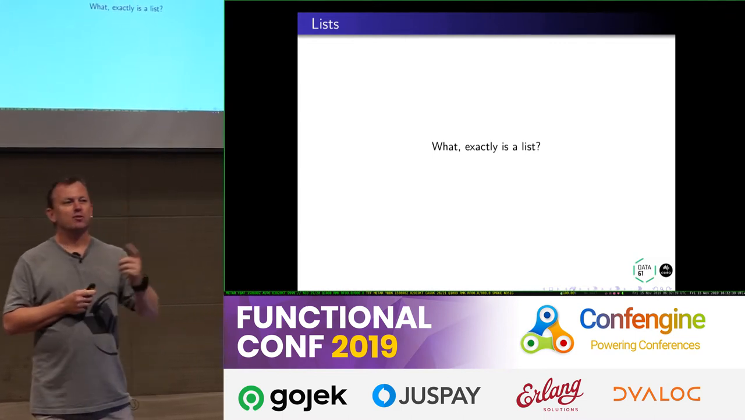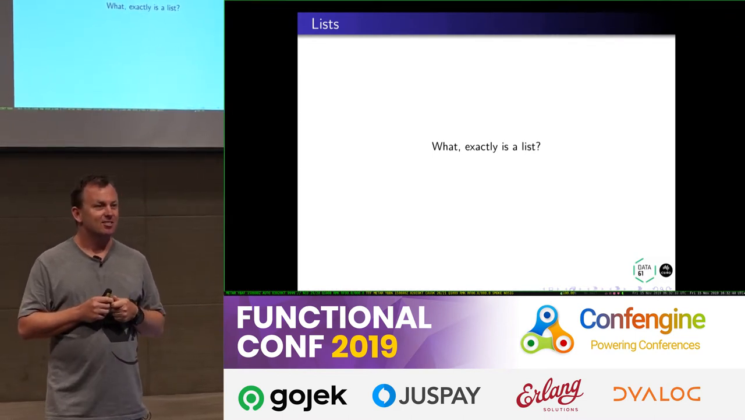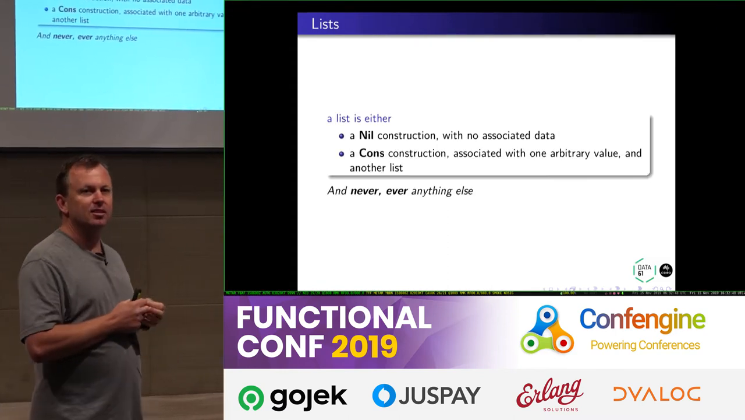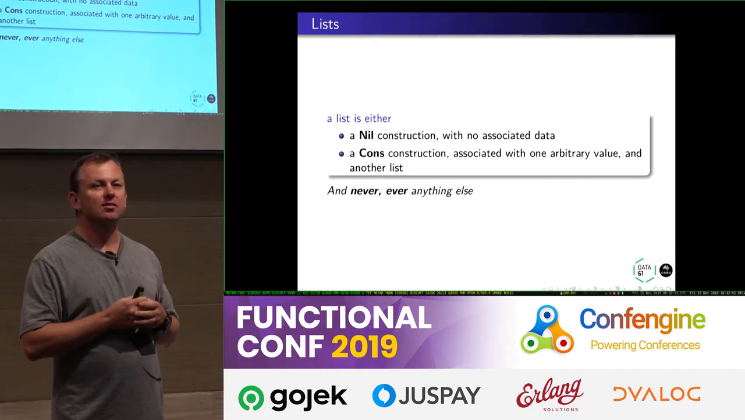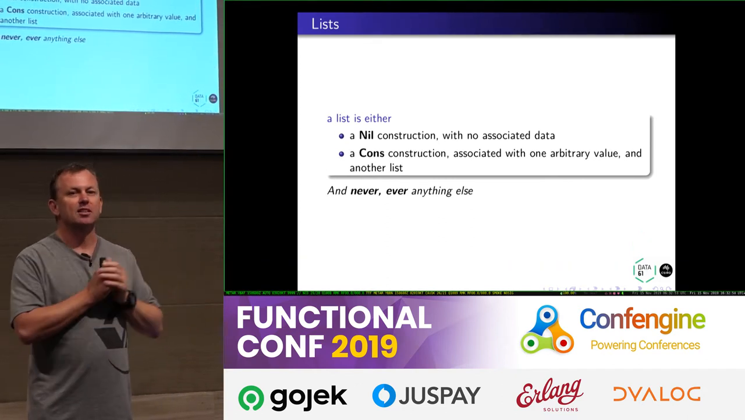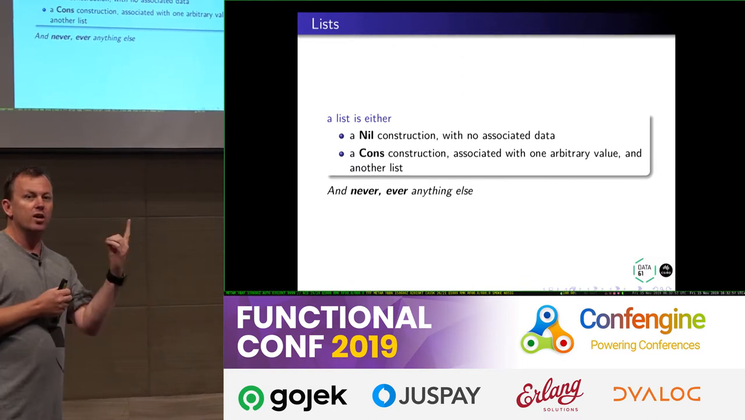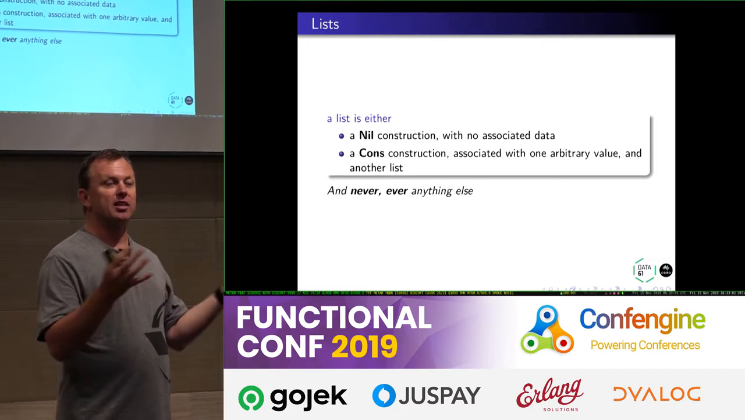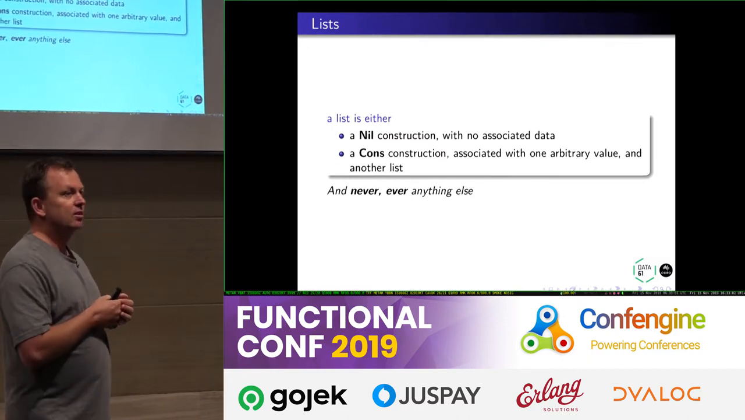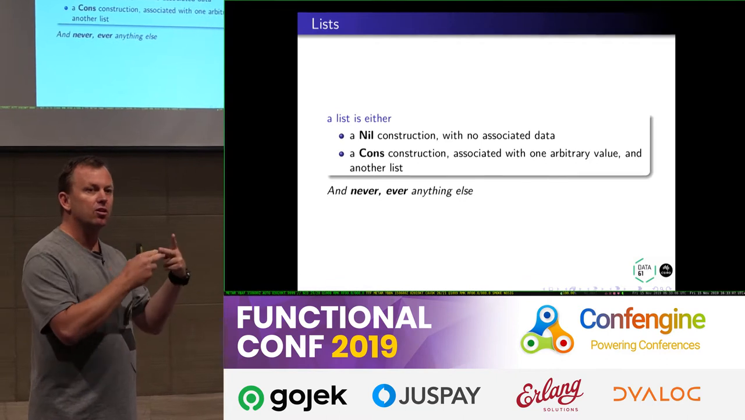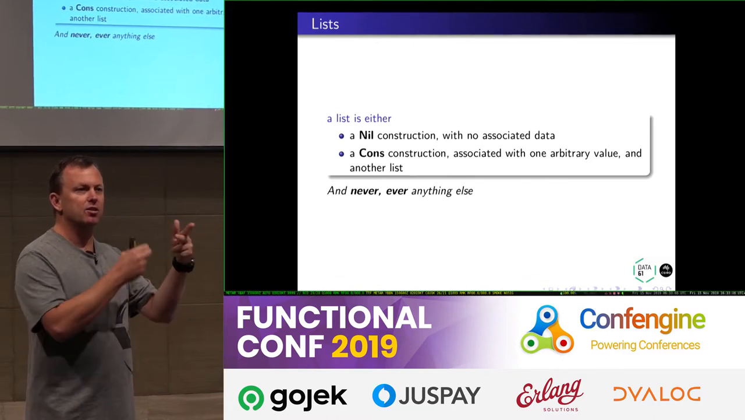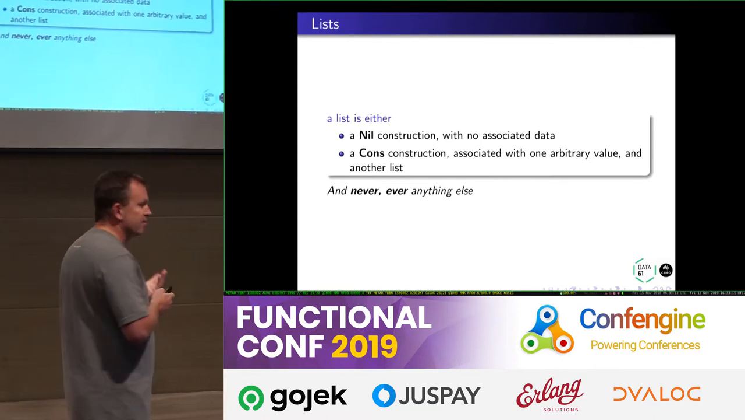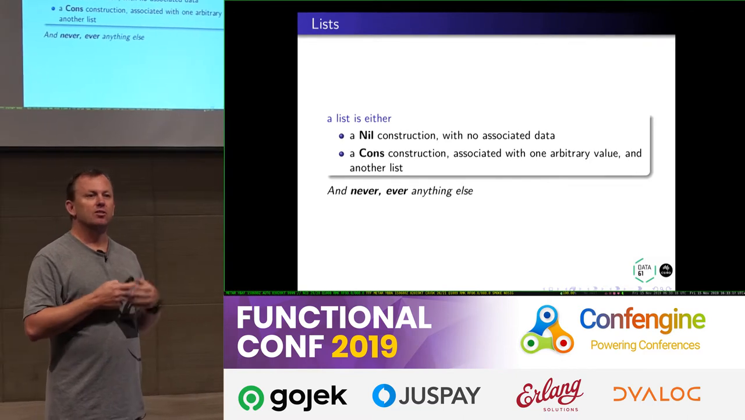So, first we have to talk about what exactly is a list. A list is either nil, an empty list. It carries no information. It's just an empty list. Or it has one element and then another list. Think about lists this way. I can make any list this way, using either nil or cons. Nil being empty list, cons having one element and then another list. It's never anything else. It's always nil or cons.